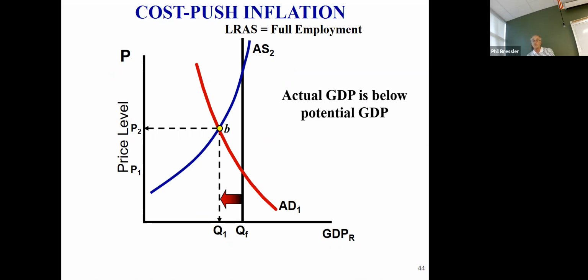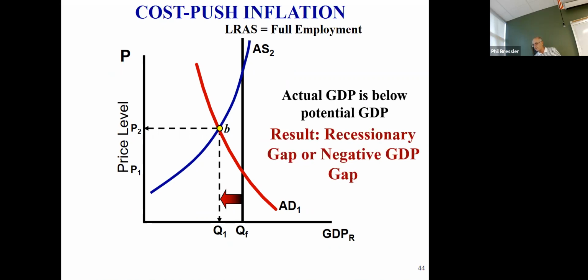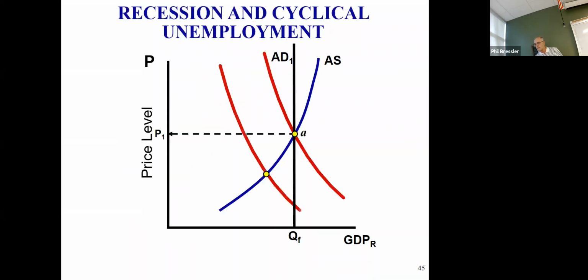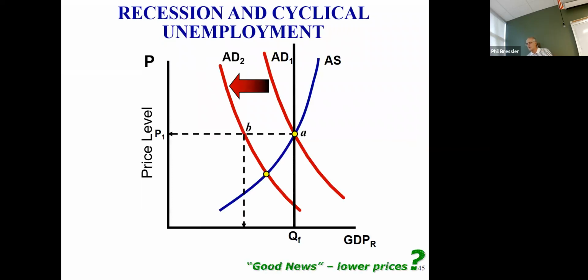And any time, by the way, we're to the left of LRAS, that is cyclical unemployment. Remember, full employment is frictional and structural unemployment. So where it says LRAS equal full employment, that would be 4 to 6% unemployment. That's structural and frictional. All right, and this is your recessionary gap. All right, and that's just showing you cyclical unemployment.